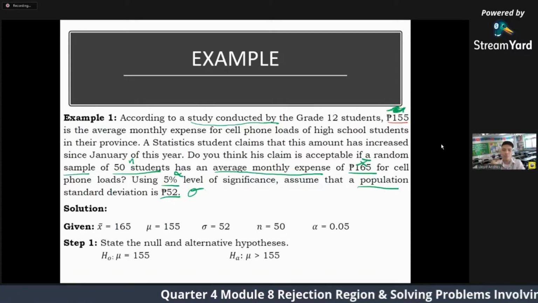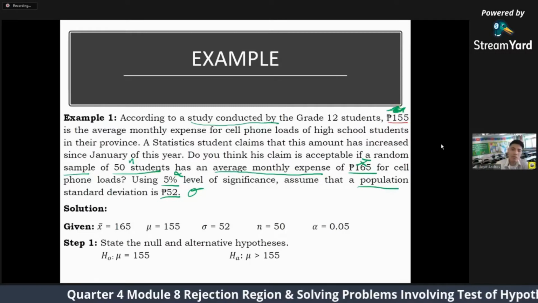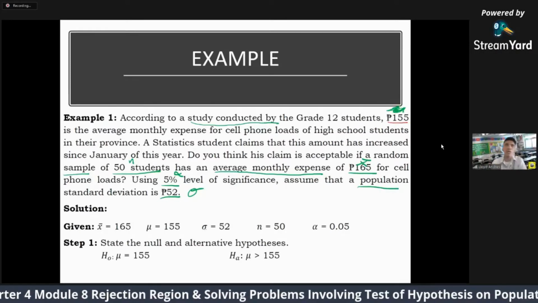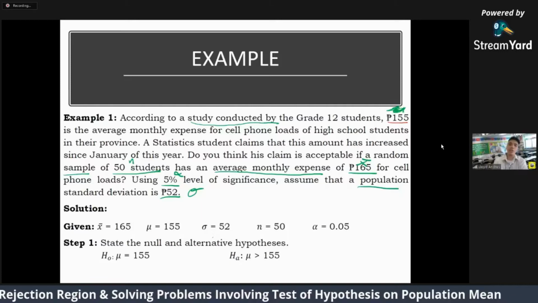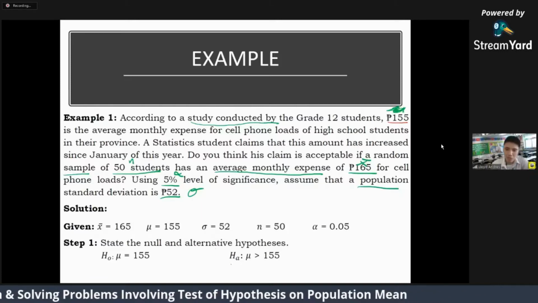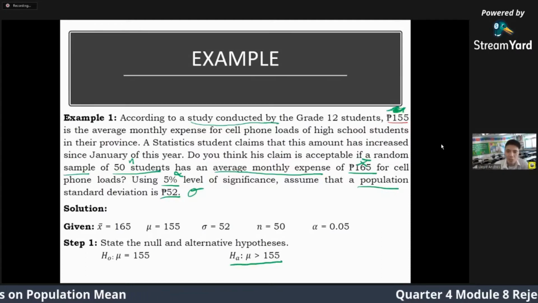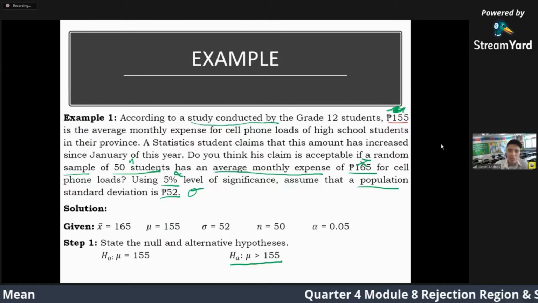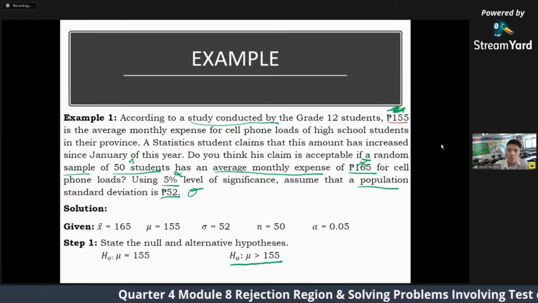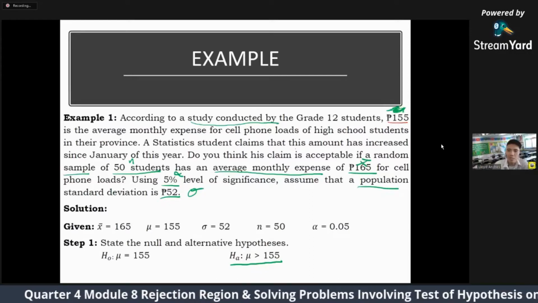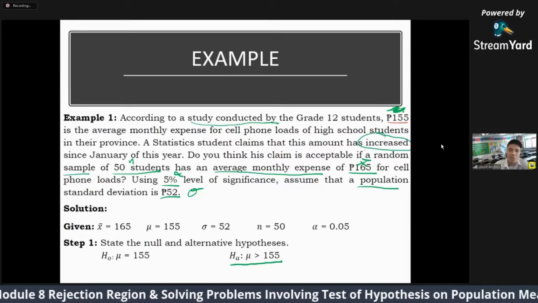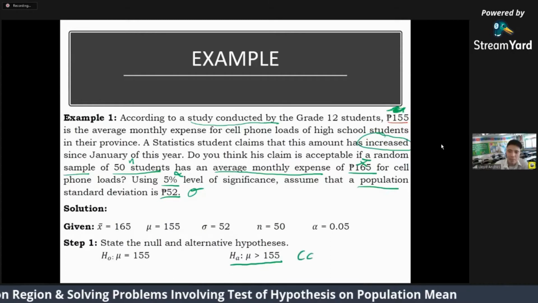So, after na to ma-determine ang mga given, we now state the null hypothesis. That's the first step. Null hypothesis na to, actually, ang pinaka-una dapat di mo i-determine is ang alternative hypothesis. Mu is greater than 155. Nganong greater than? Because sa statement or sa phrase nga, a statistic claims that this amount has increased. So, mo ning keyword, increase.